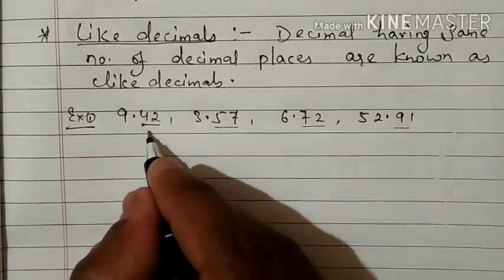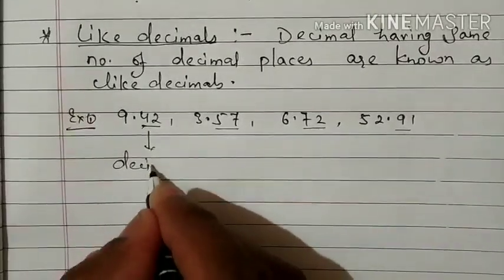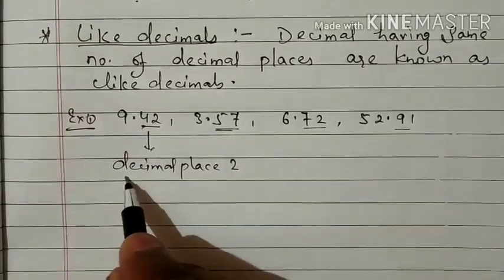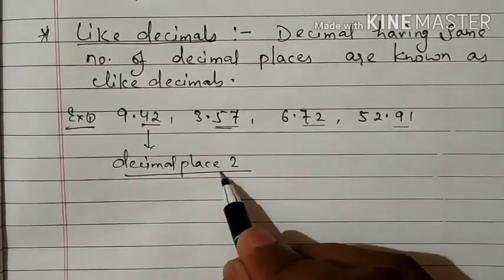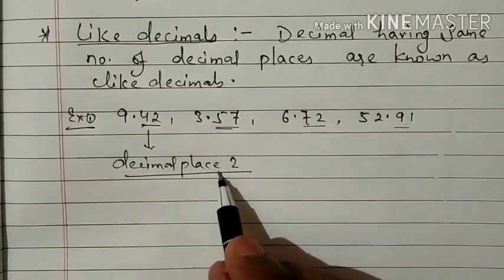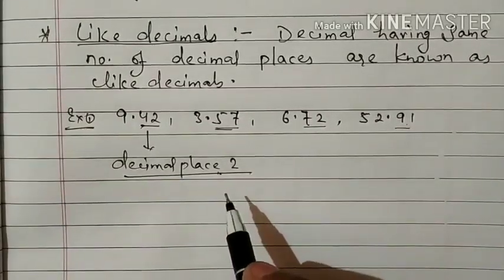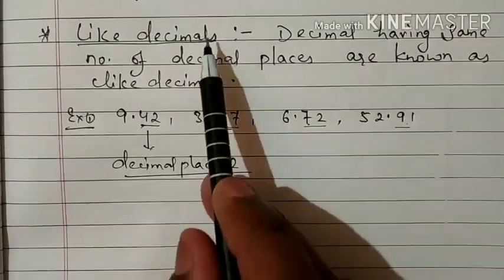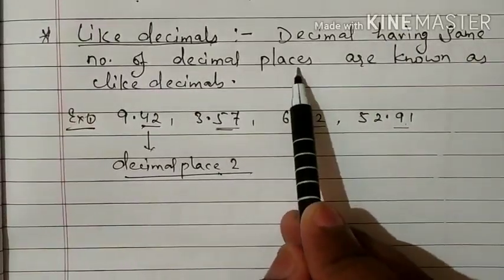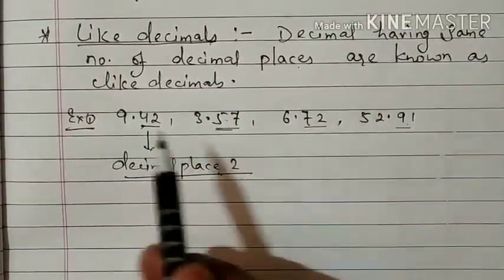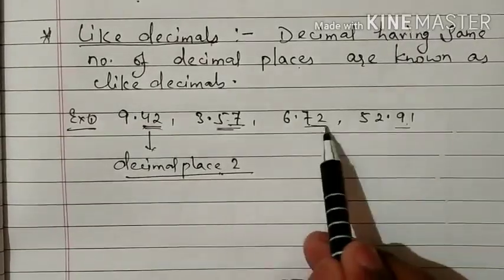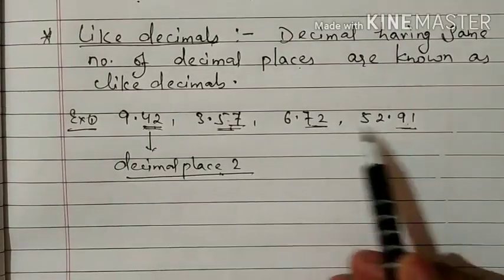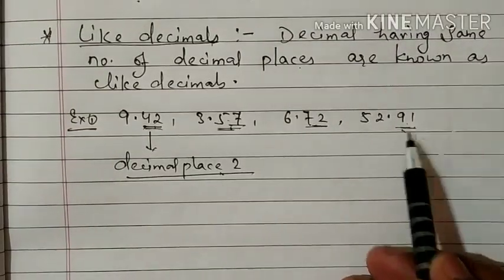9.42 has decimal place 2. 3.57 again has decimal place 2. 6.72 again has decimal place 2, and 52.91 again has decimal place 2. So in all the given examples we have 2 decimal places. So what is like decimal? Decimals having the same number of decimal places, and in all the given examples we have the same: 42, 57, 72, 91, 2 places of decimal each. So this is an example of like decimal.